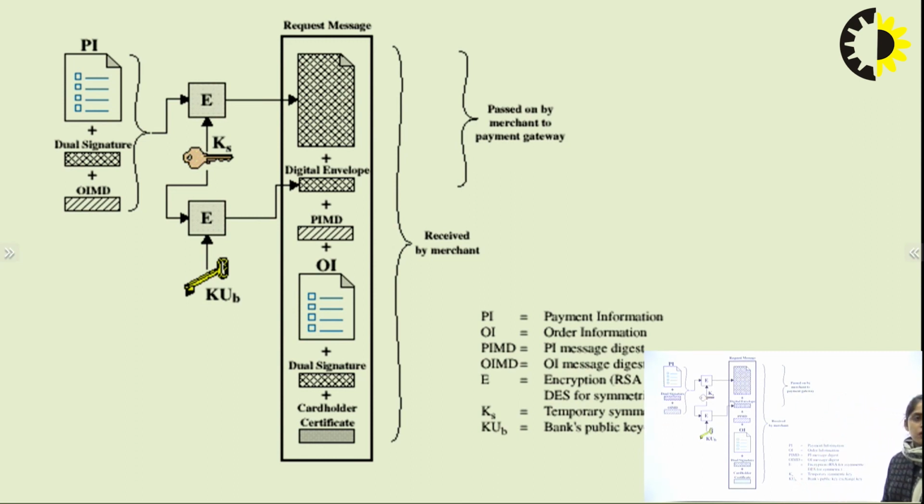After zooming, it is very clear. You can easily see PI is there, the dual signature is there, OIMD is there, they are attached, E is there, and the request message has been received. It is received by the merchant and passed on by the merchant to the payment gateway, and certain keys are there in between to perform the encryption part, and these are the abbreviations which we have used in this diagram.